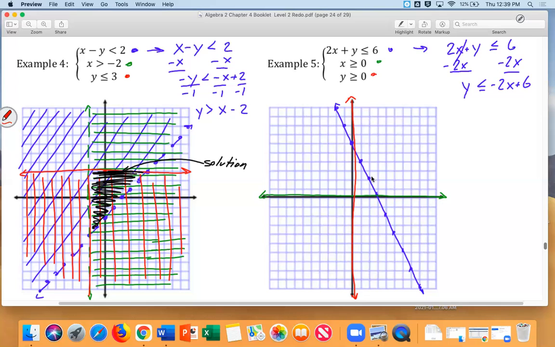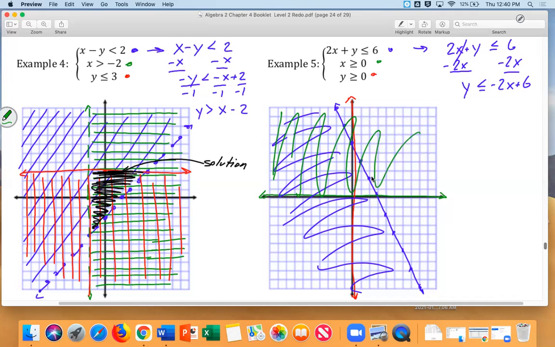Now, where do I shade? Do you see what I mean, Leah? So now you're sitting here, and you're like, okay, this says y is less than negative 2x plus 6. That's going to be somewhere over here. And then you're like, all right, this one says x is greater than 0. So that's going to be somewhere up here. And then you're going to be like, y is, so you're going to be over here. And then I feel like you just end up at the same place.